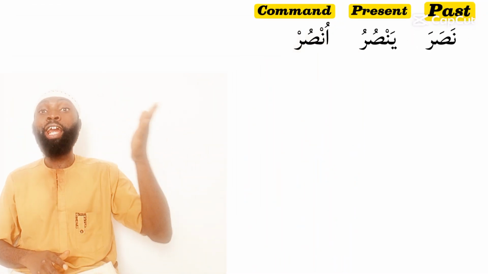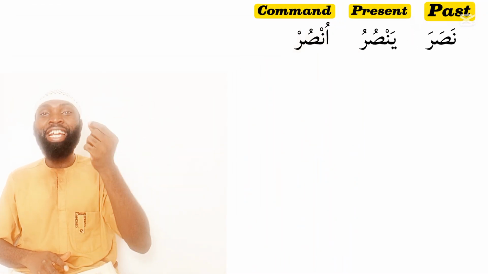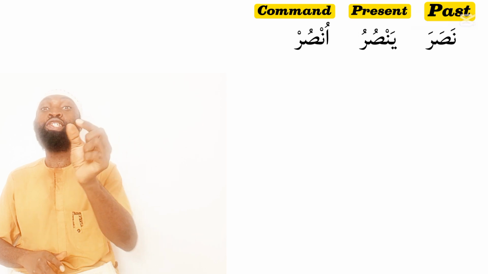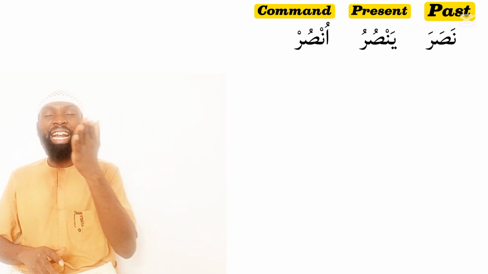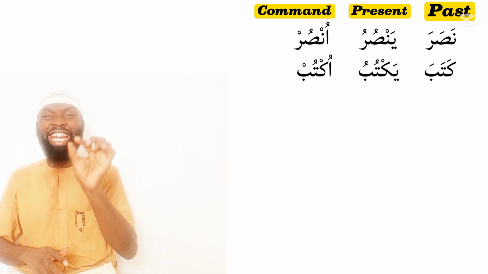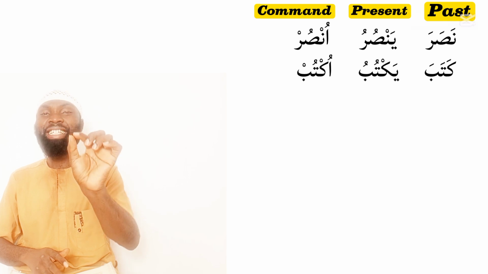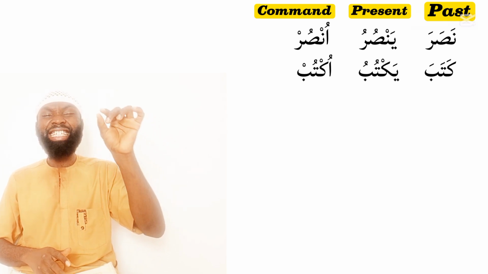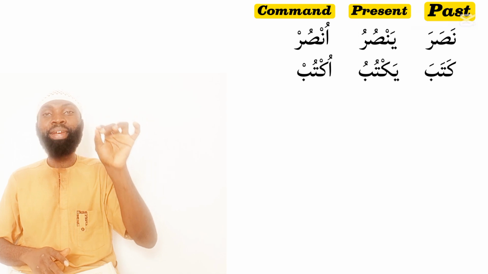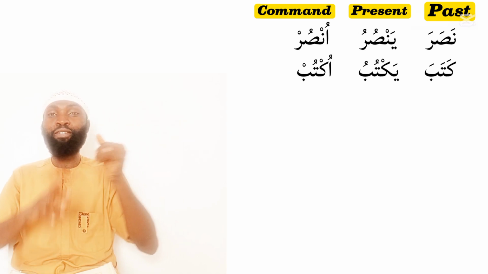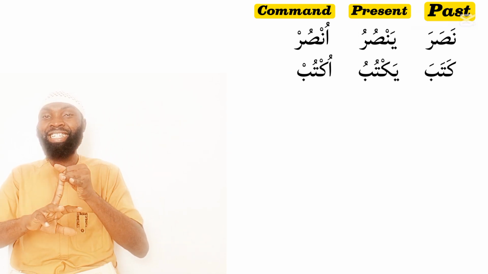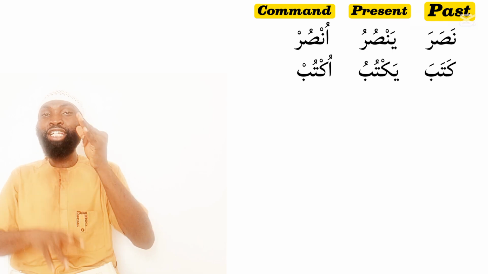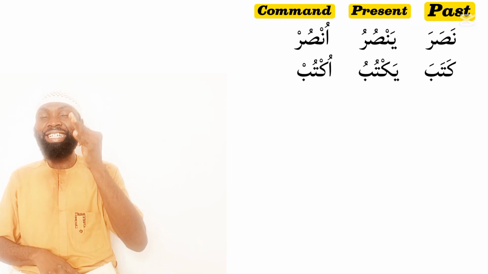Nasara, he helped. Yansuru, he is helping. Unsur, help. Kataba, he wrote. Yaktubu, he is writing. Uktub, write. If you look at this particular word appearing in these three forms of the past, present, and even command, you see that their formations are the same.